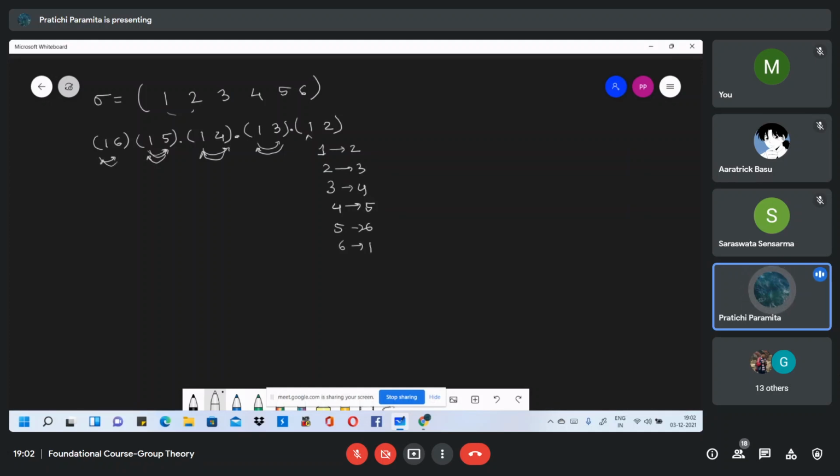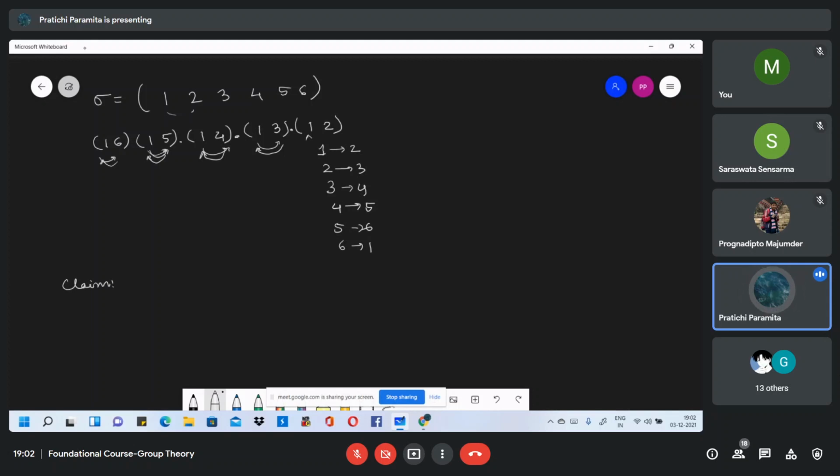So we can actually prove that every permutation, every sigma can be written as a product of two cycles, and two cycles are known as transpositions. So is that fine? Yes. So I'll make a claim.